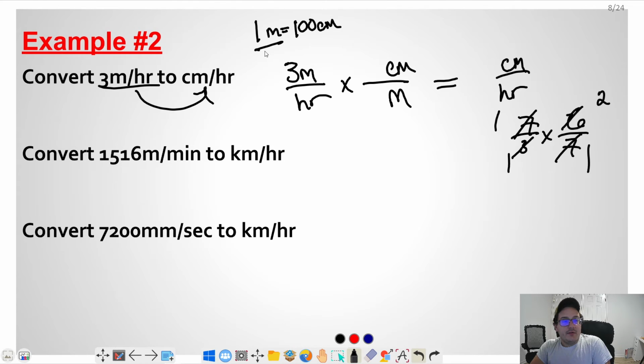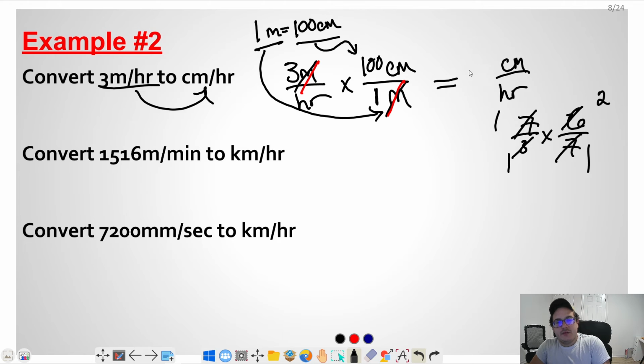We put the number where it goes. 1 meter, 100 centimeters. And then let's just calculate, it's just math from there. Meters cancel out because they're opposite of each other. And I'm left with centimeters over hours. And what's 3 times 100? 300. So 300 centimeters per hour. Okay? So there's our answer for that one.